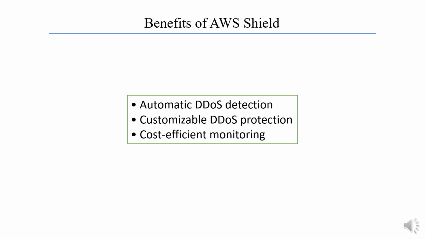Let's talk about benefits of AWS Shield. AWS Shield offers the following benefits for your organization: automatic DDoS detection, customizable DDoS protection, and cost-efficient monitoring. Let's explain each of these benefits.